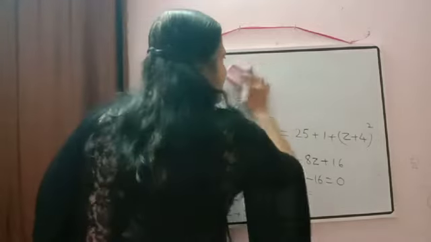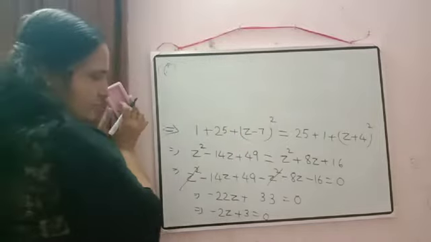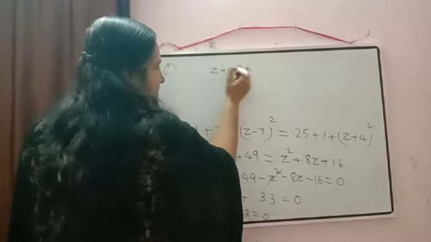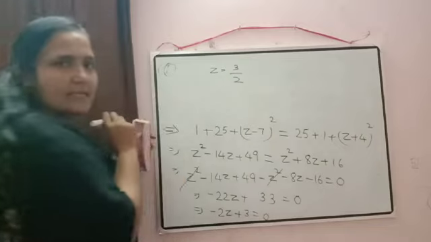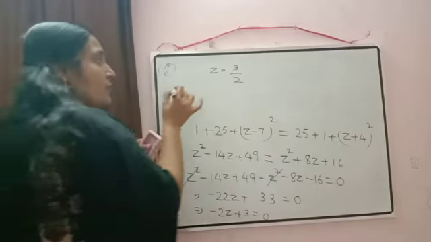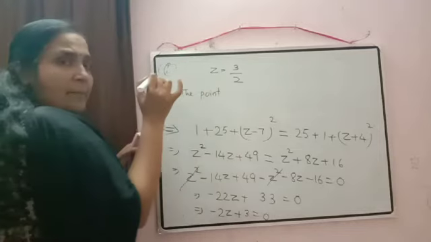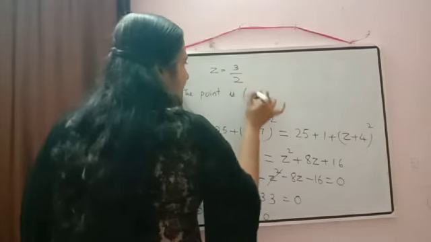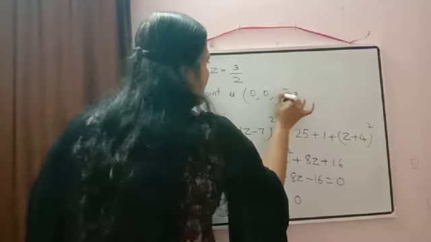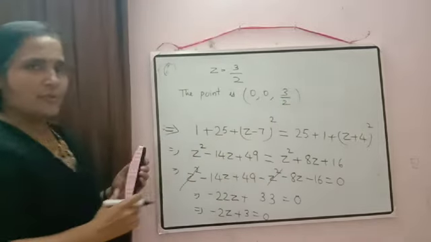What will be the value of z from here? Yes, we will get z is equal to 3 by 2. z is equal to 3 by 2. Don't forget to write down the point there, because in the question they asked point. So the point is 0, 0, 3 by 2. Okay.